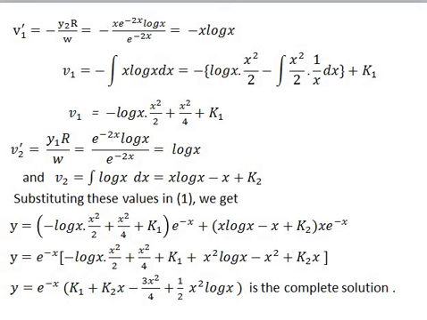Therefore y is equal to e to the power of minus x times k1 plus k2 x, minus log x into x square by 2 plus x square log x. We take log x common, that is 2x square minus x square, and taking the negative, minus 3x square divided by 4, plus 1 by 2 x square log x. This is the complete solution.